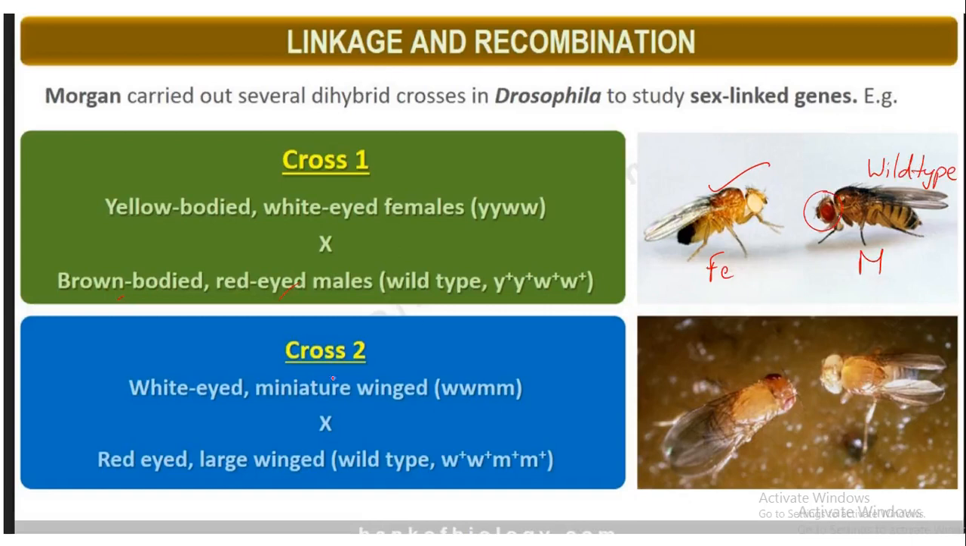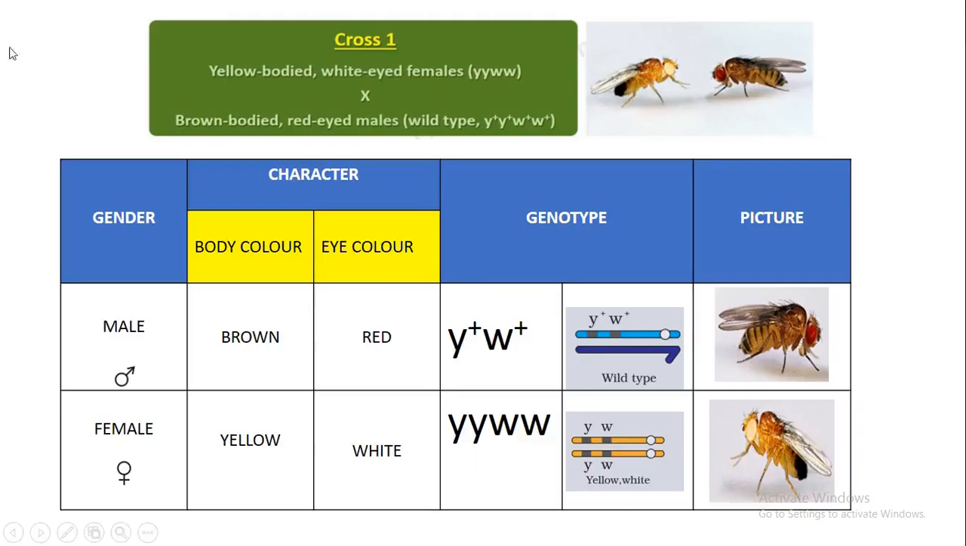ஓகேயா? அண்ட் செகண்ட் கிராஸ் என்னன்னு பார்த்தீங்கன்னா ஒயிட் ஐட் மினியேச்சர் விங். ஒயிட் ஐ, ஸோ இதோட ஐ ஒயிட் அண்ட் மினியேச்சர் விங்னா ஸ்மால் விங்ஸ் இருக்கிற ஃபீமேல் is once again crossed with red-eyed large wing. So this is a native breed. Red eye and large wing இருக்கிற male. These are the two crosses. So it's cross number 1.